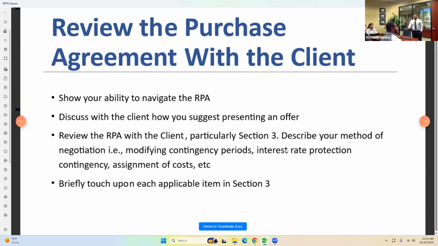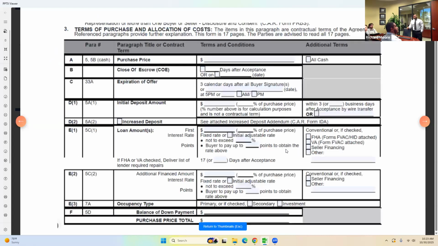Let's see, review the RPA with the client, particularly section 3. You want to talk to them about the contingency periods as well. You want to talk to them about how they have 17 days for all the contingencies pretty much, and how you can move those numbers around to make the offer look more appealing. Let's see. Oh, and here it is.